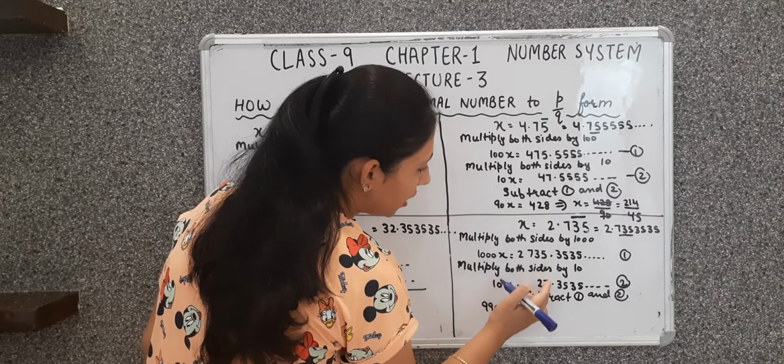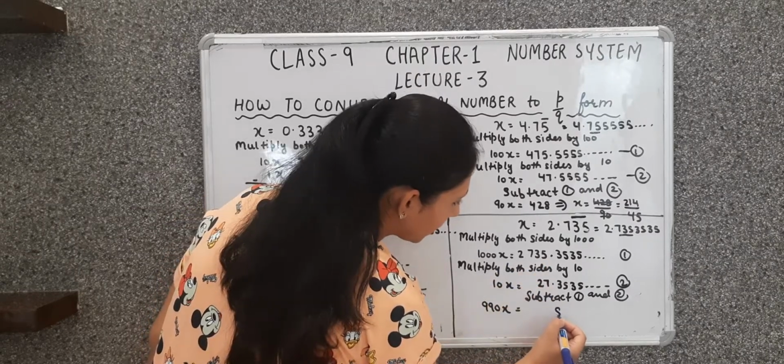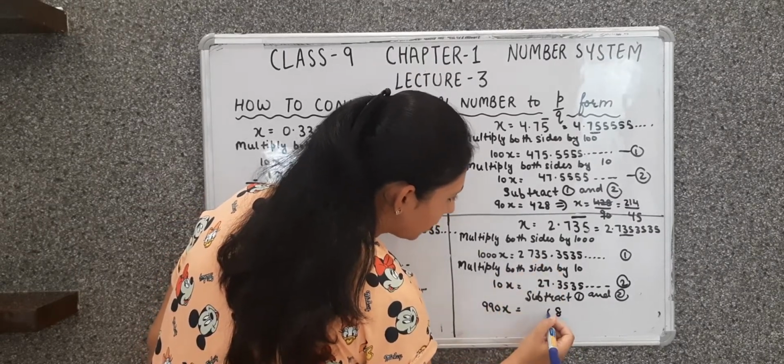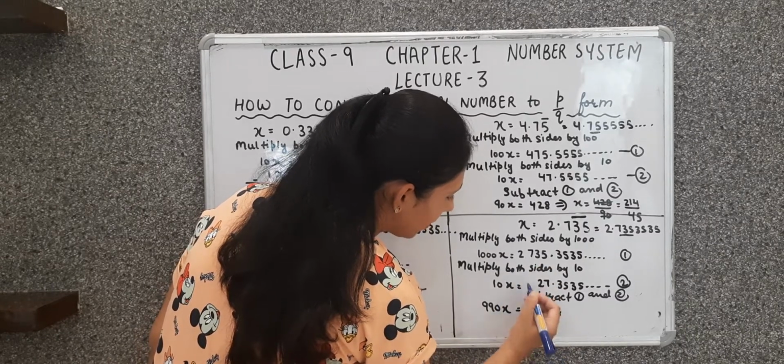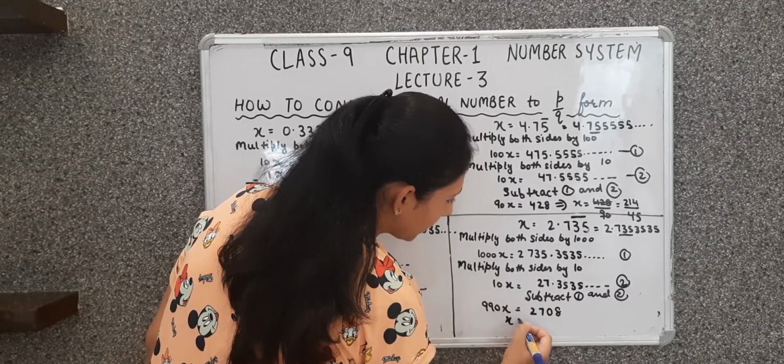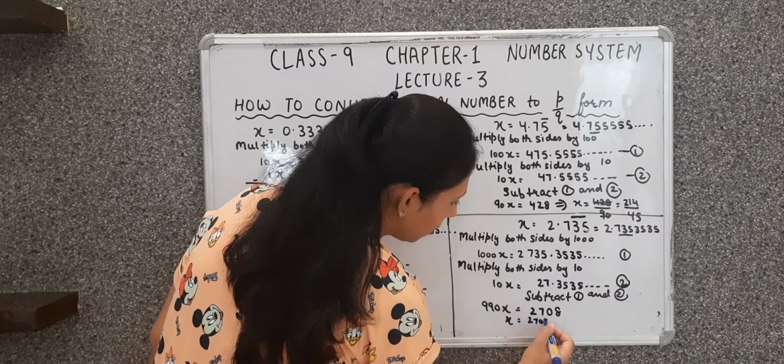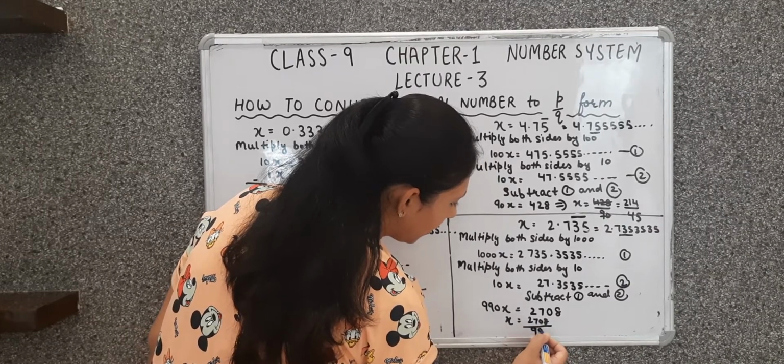So this is 15 minus 7. 15 minus 7 is 8. 2 minus 2 is 0. And here this is 7 and this is 2. So x is equal to 2708 divided by 990.